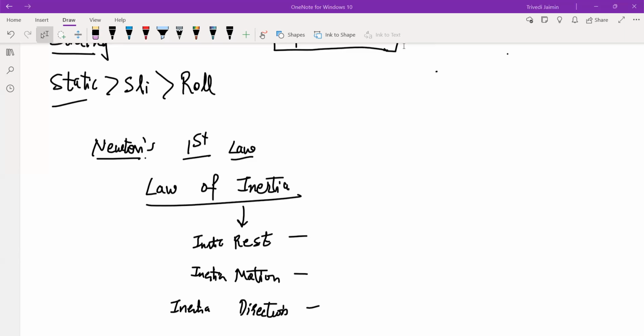Even if we talk about inertia of motion, when we get down from a running bus, we have to run a little bit, because we are already in motion, the bus was already in motion. We have to move a little bit with it, otherwise we'll fall down. It's simple.